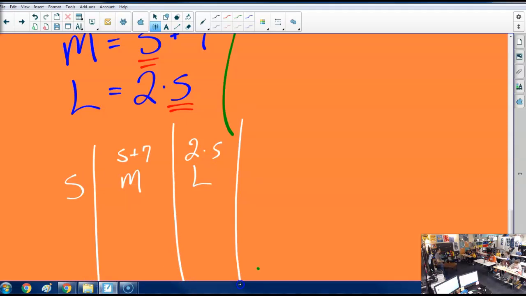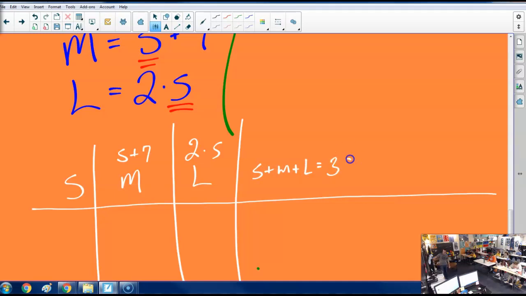You can use the template from yesterday, or you can just get used to throwing this on some graph paper. We got 3 columns to test. Then what we're checking is, does S plus M plus L equal 39? And this is our decide. The other D is our declare, which is just our answer, right? When we're done, we can declare.